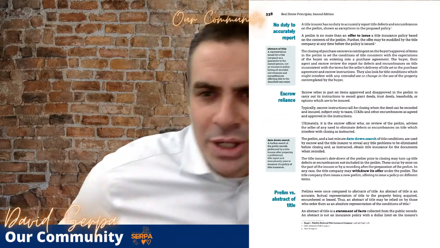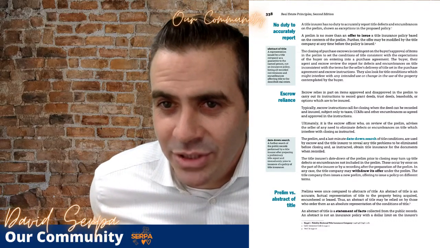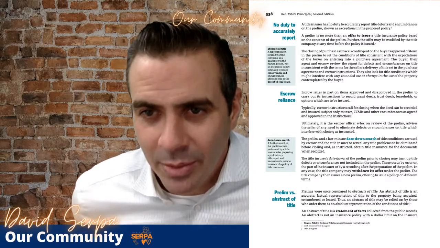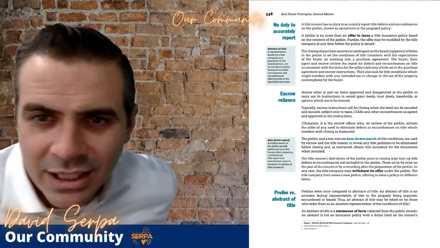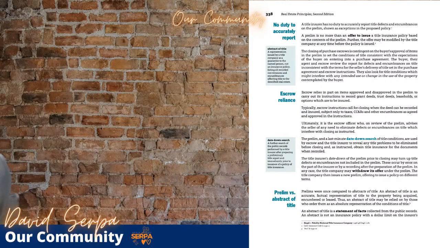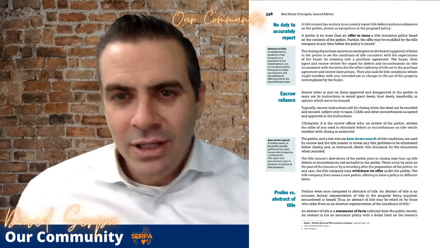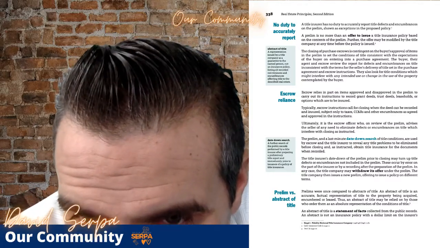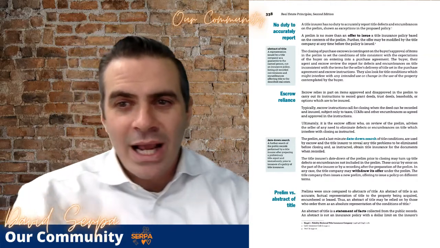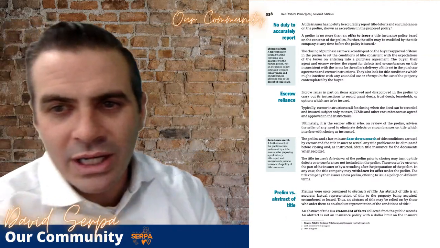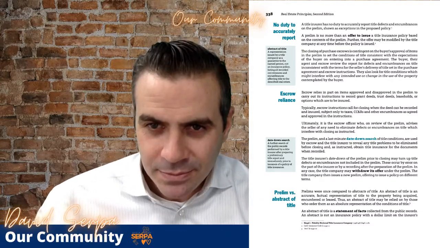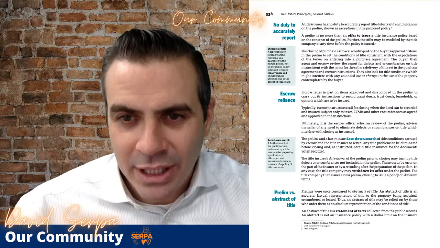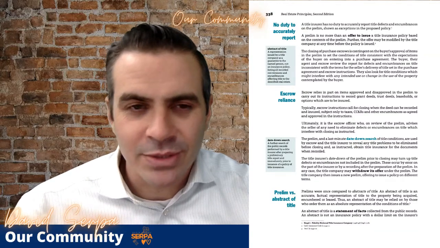The prelim and any last-minute date down research of title conditions are used by escrow and the title insurer to review any of the title problems to be eliminated before closing, and as instructed, obtain title insurance for the documents when recorded. The title insurer's date down of the prelim prior to the closing may turn up title defects or encumbrances not included in the prelim. These occur by error on the part of the insurer or by the recording after the preparation of the prelim. In any case, the title company may withdraw its offer under the prelim. The title company then issues a new prelim offering to issue a policy on different terms.